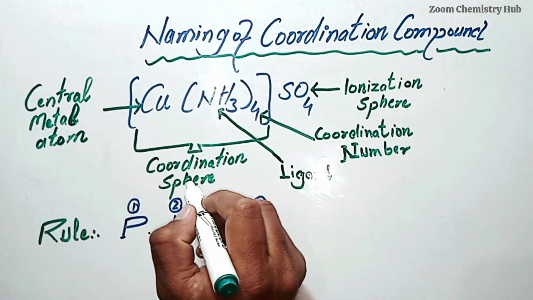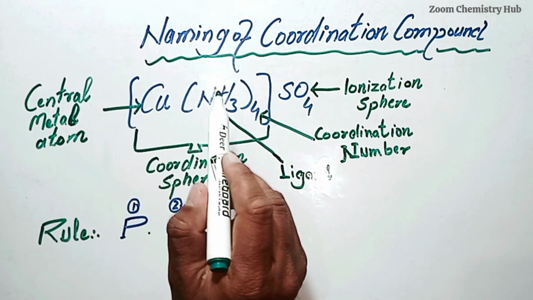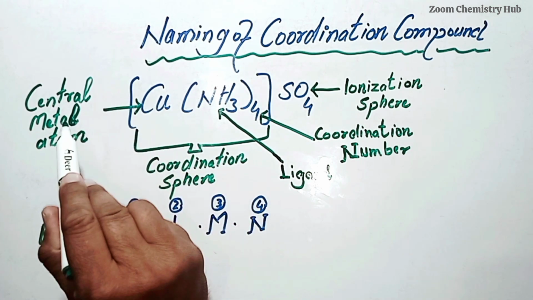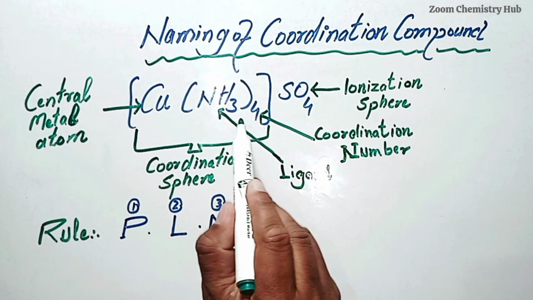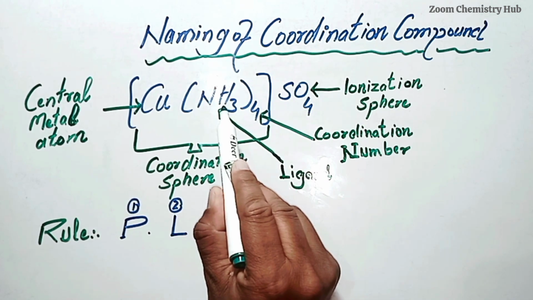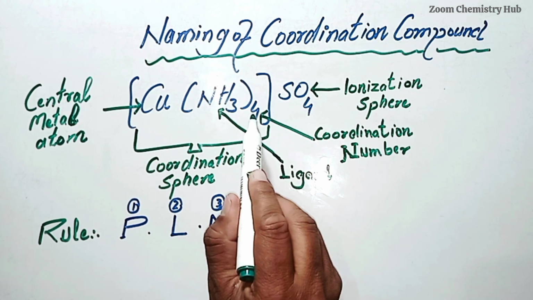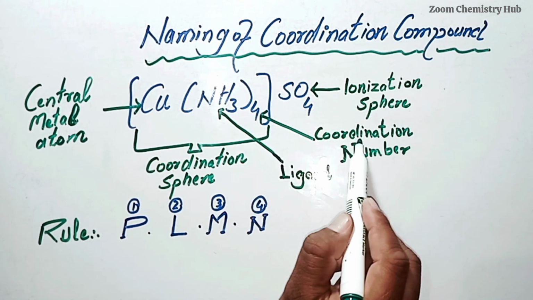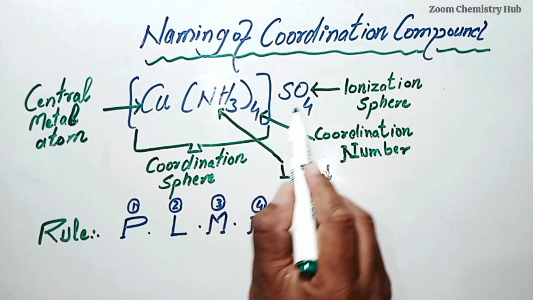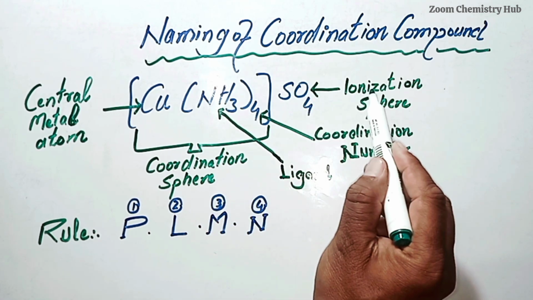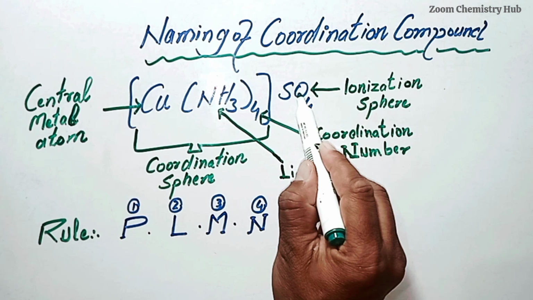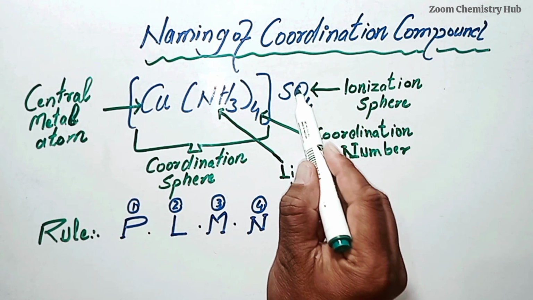This is called the coordination sphere, and this is the central metal atom. Here is the ligand, which donates the electron. Here is the coordination number, and this is the ionization sphere, outside of the bracket. This is the coordination sphere.